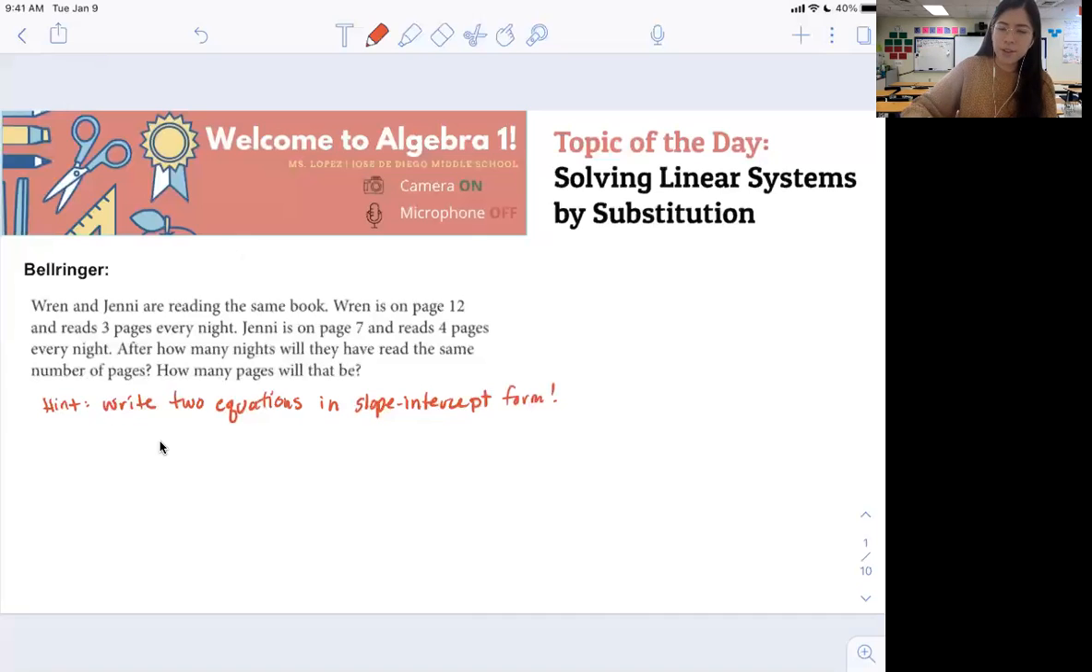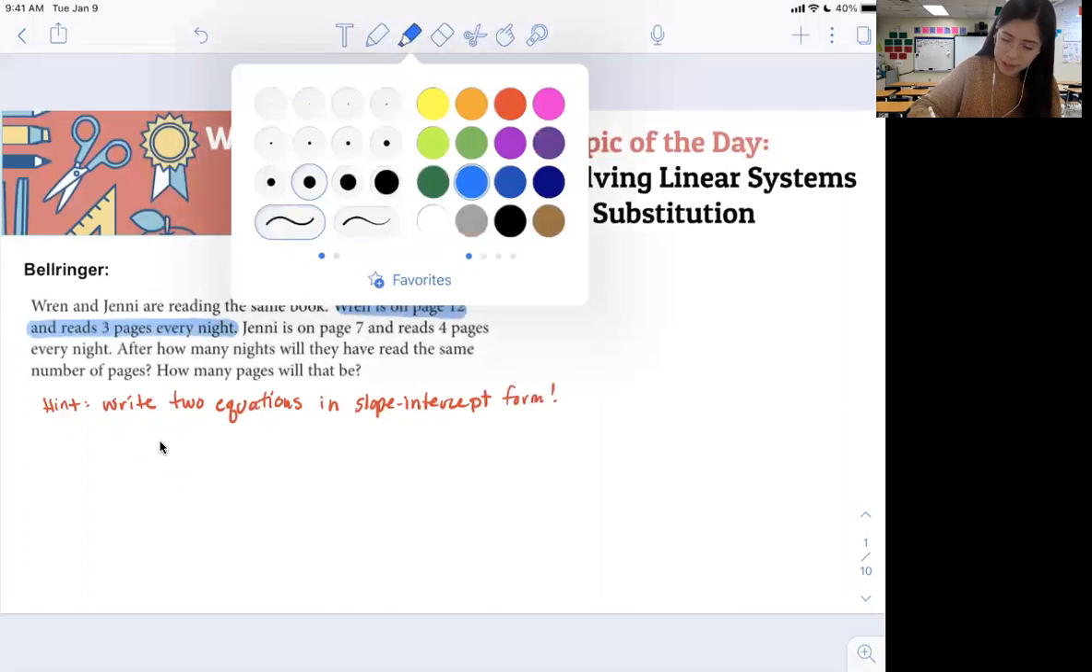Awesome. Okay, so I put a little hint here because whenever you have a word problem, the first thing you're going to want to do is write your two equations, your system of equations. So would anyone like to start me off just with that part, just with those two equations? And I'll highlight all the numbers that we need.